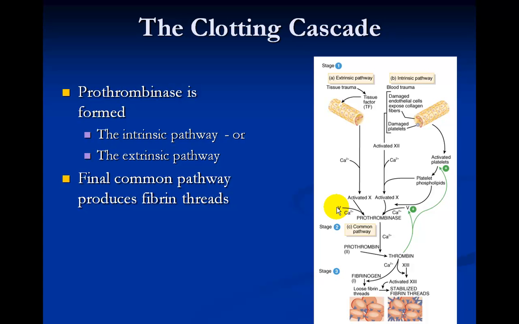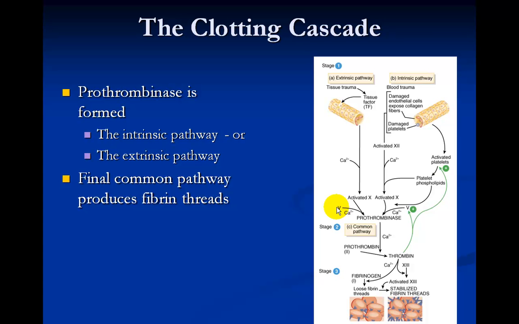Okay, so here's the clotting cascade. This is a step-by-step process that has to take place in order for blood clotting to occur. The goal at first is to form prothrombinase. That's an enzyme. Of course, an enzyme is a protein. And we can form that by two methods, and oftentimes these methods happen simultaneously. One is the intrinsic pathway, and this is internal to the body, internal to the blood vessel, and the second is the extrinsic pathway, outside the blood vessel. So what we're going to lead to is a final common pathway that produces fibrin threads.